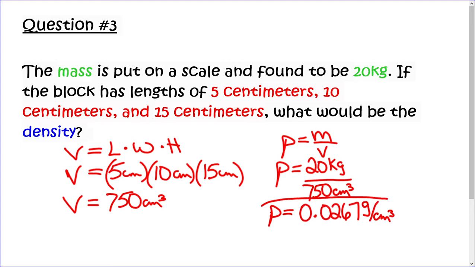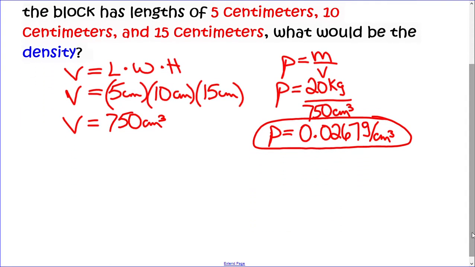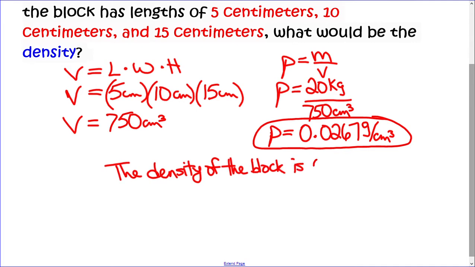And so I could say at the end, because this is a word problem, what would be the density of the block? I could say the density of the block is 0.0267 kilograms per cubic centimeter.